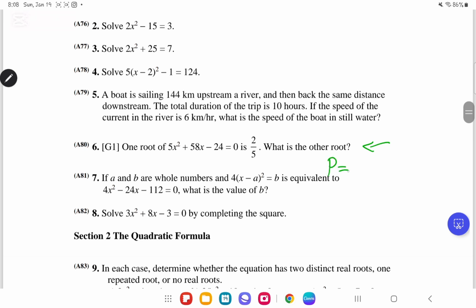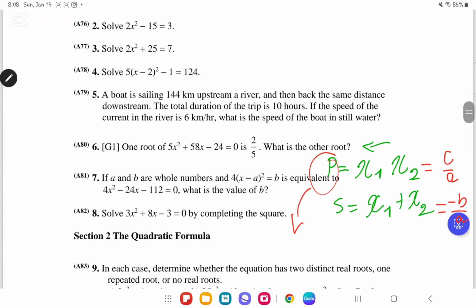We can either find it by the product rule, which is product is equal to root 1 times root 2, or the sum rule, in which the sum is equal to root 1 plus root 2. Okay, so we also know that the product is equal to C over A and the sum is equal to minus B over A. We can take any. So for example, let us take the product.